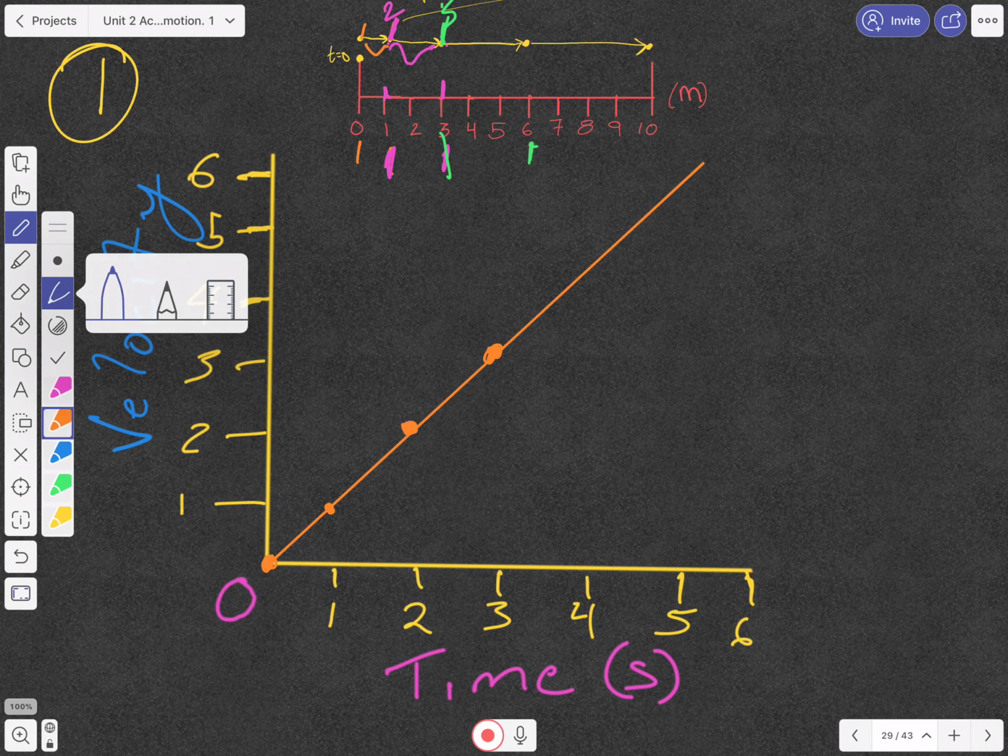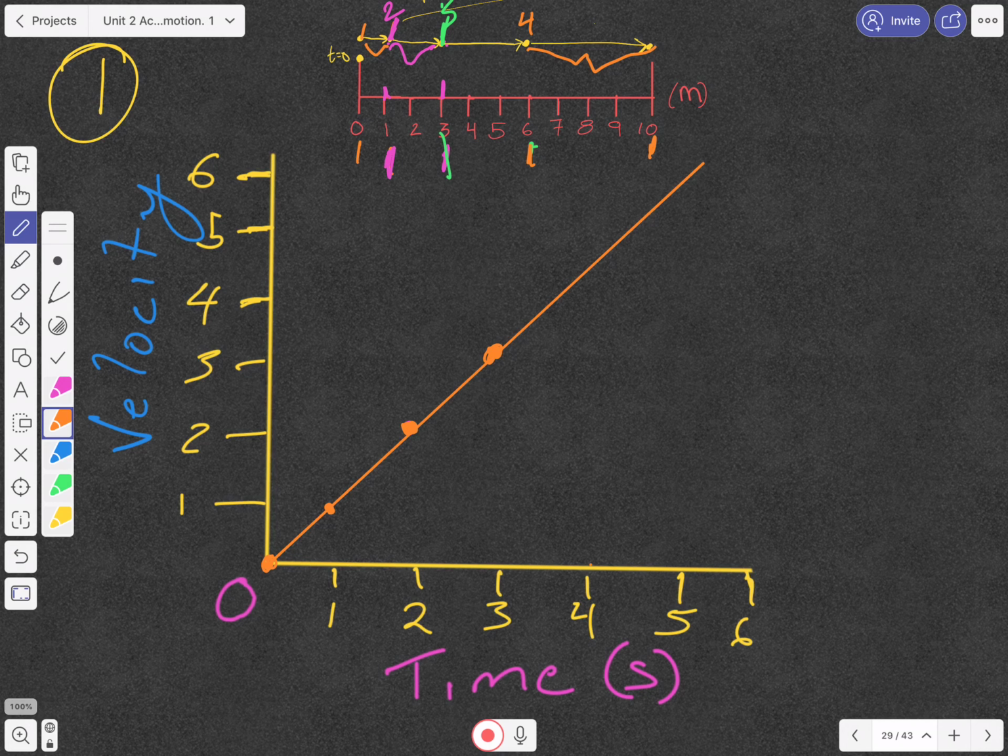And now our 4 second is here. And in this time it goes from 6 meters to 10 meters. So it's going about 4 meters per second. And that's about there. So I was right.